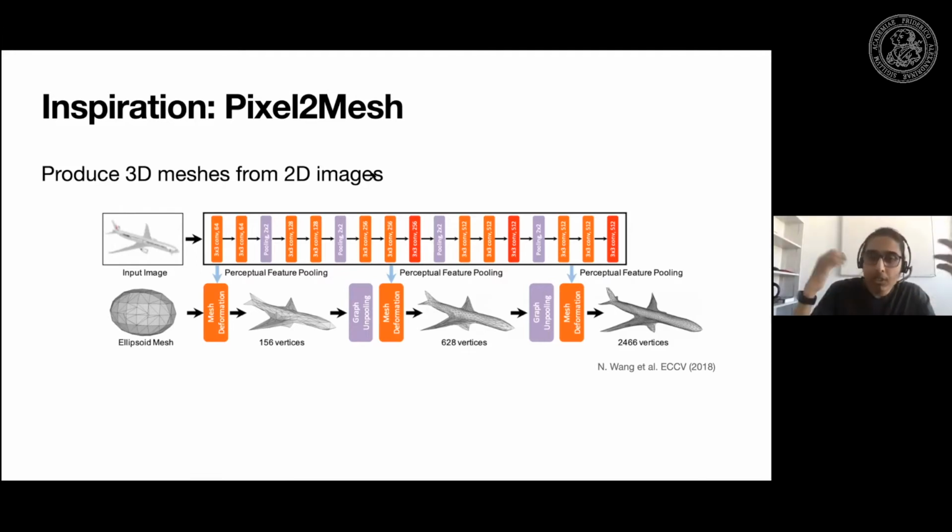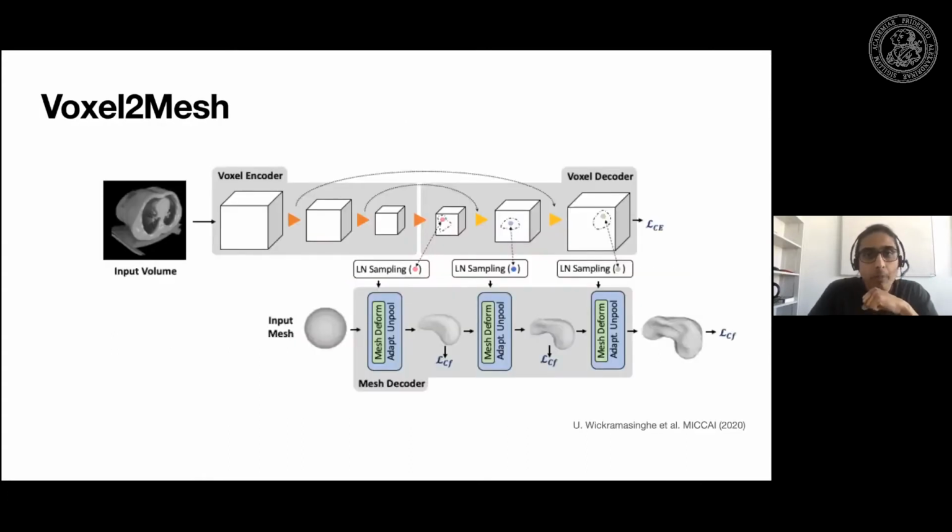So we propose some updates on how we can adapt this architecture to our task of extracting 3D surfaces from 3D image volumes. Mainly, we added a decoder part, a voxel decoder, which was not present in the Voxel2Mesh architecture. We improved how we sample features from the voxel features. And we also improved how we subdivide meshes.